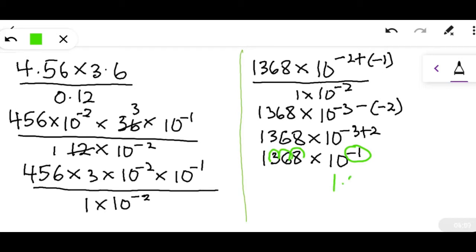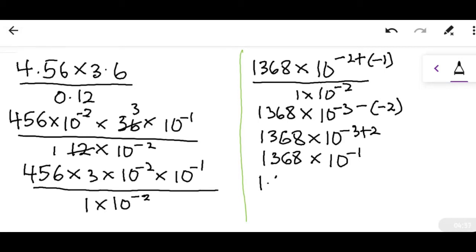We are going to write our answer in standard form. We count the points backwards. So we start counting. That's a negative 1. So we move backwards 1, 2, 0, 1, and then 2. So we have 1.368 multiplied by 10 to the power 2. So we can do it this way. This is our final answer.